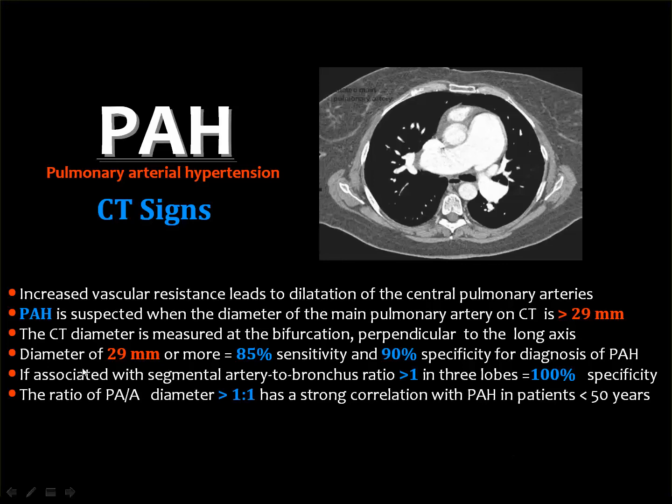A diameter of 29 millimeters or more is positive for pulmonary arterial hypertension with 85% sensitivity and 90% specificity. Also, you can measure the segmental artery to bronchus diameter ratio, which is more than 1 in 3 lobes, and this is 100% specific for the diagnosis of pulmonary arterial hypertension. The ratio of the pulmonary artery diameter to the diameter of the aorta should be more than 1 to 1, and this correlates very well with the presence of elevated pulmonary arterial pressure.